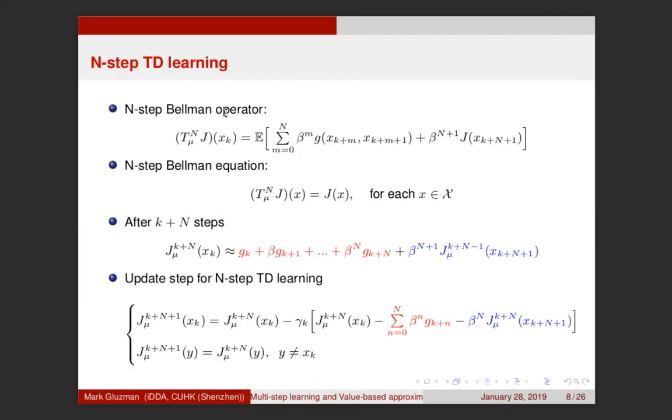On the other hand, when we update the value function at xk, our estimation is better, because to update the value function at xk, we use information from n time steps. In this regard, we hope that our update is better.